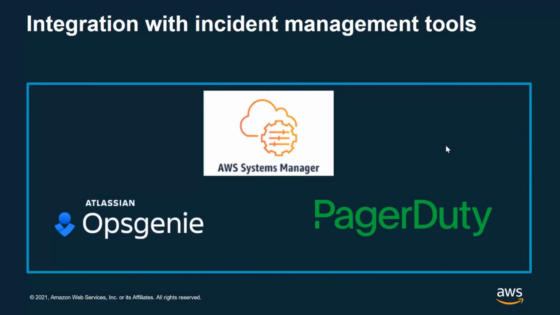As I mentioned a little bit earlier, DevOps Guru is integrated with both AWS Systems Manager OpsCenter and with Simple Notification Service. And through the Simple Notification Service, it can be picked up by third parties such as Atlassian OpsGenie and PagerDuty that have existing integrations. And this allows our insight to be published into those workflow systems to help the developers and operators manage their incident response.